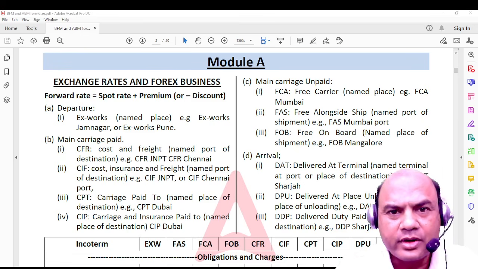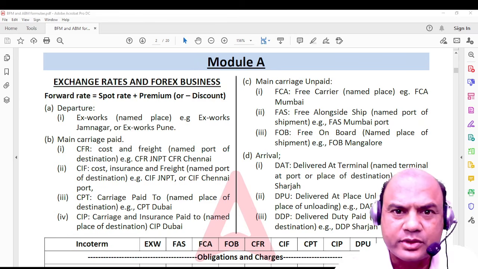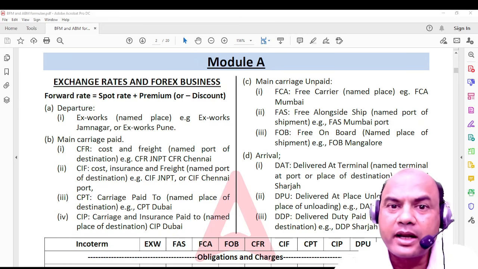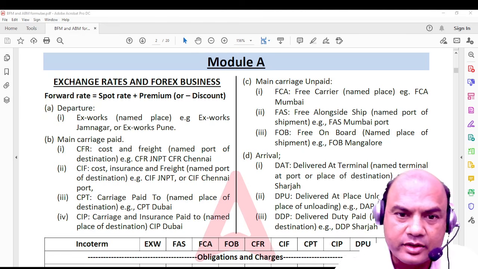One is your normal Incoterms question. What is this? What is that? What is XWorks? What is CFR? And it is asked in the numericals also. So you must be very clear in your Incoterms.